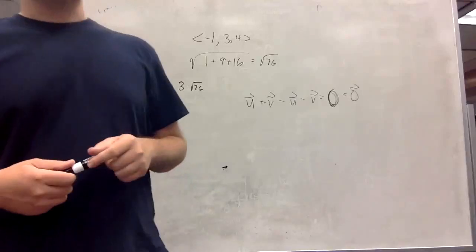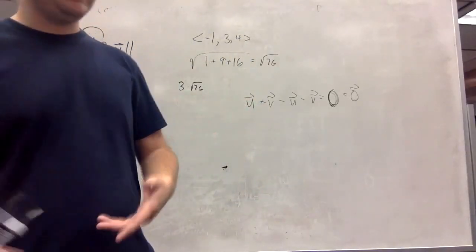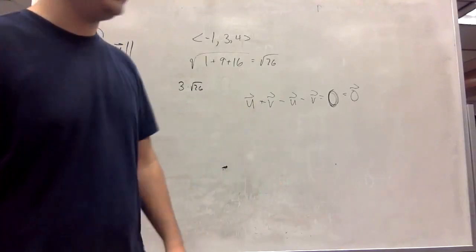The 0 vector, so u plus v minus v would just give you the 0 vector, and he'll try and trick you on this sort of thing. I'll keep pointing out times where he'll try and trick you.